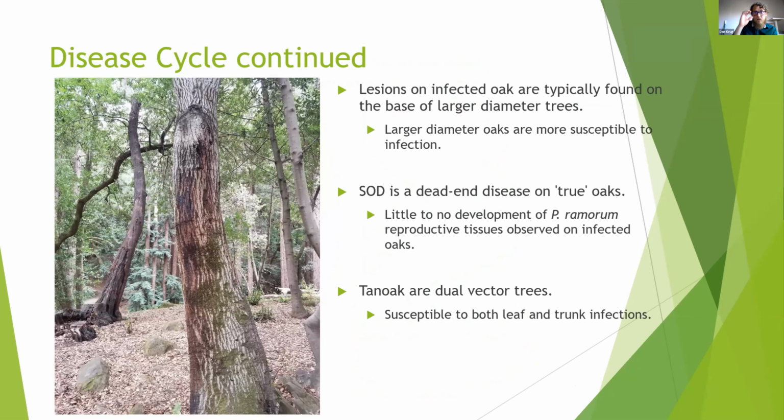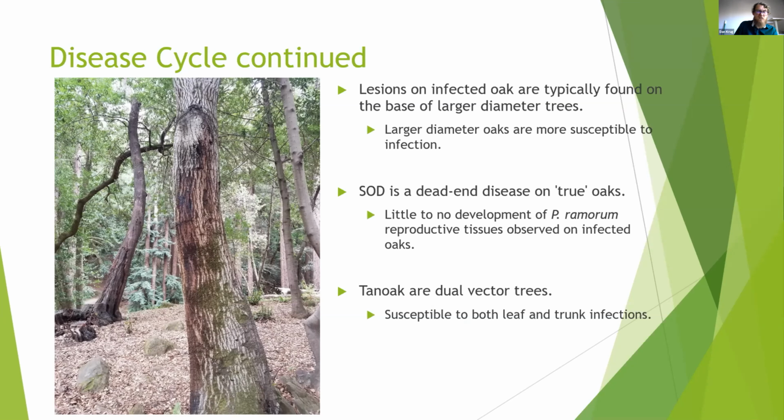The lesions on infected oak are typically found at the base of larger diameter trees. This is because the bark furrows allow a location for rainwater to stay even when it's warmer and dry. And so you have greater infections on those trees versus smaller diameter or younger oak species. The silver lining here, though, is that sudden oak death is a dead-end species on true oaks, which just means that there's little to no development of the pathogen from one oak to another species.